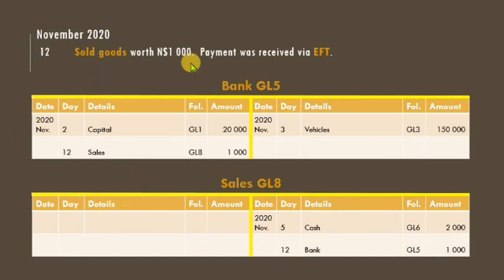Sold goods worth $1,000 and the payment was received via EFT. So our bank increased on the debit side with sales and our sales increased on the credit side with bank.